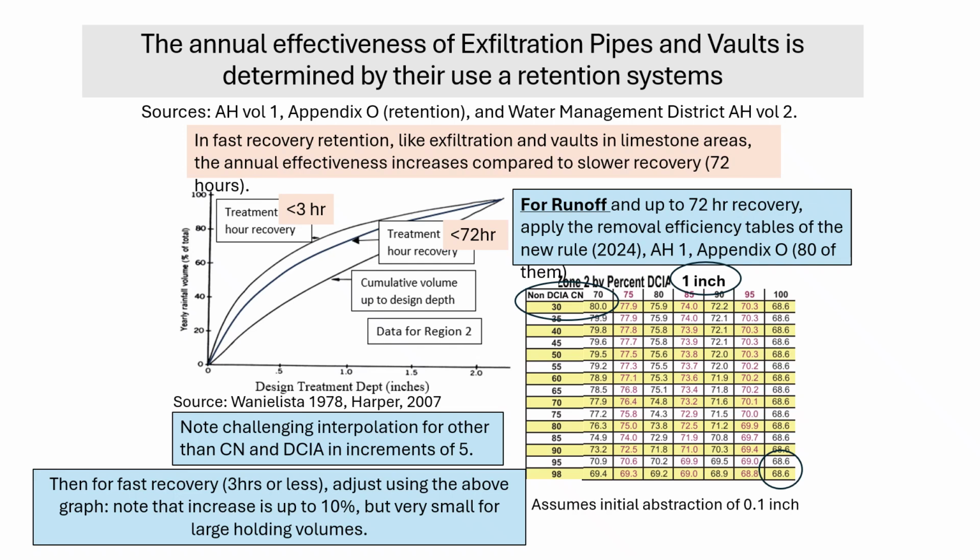This adjustment for faster infiltration rates has even been incorporated into the BMPFast model. When utilizing the tables and graphs, you might find that interpolating for values other than curve number and directly connected impervious area in increments of 5 can be a bit challenging.